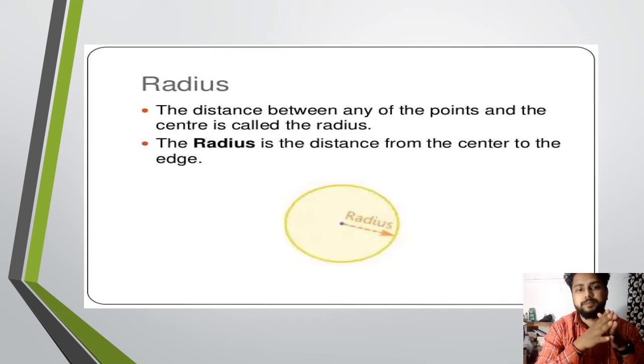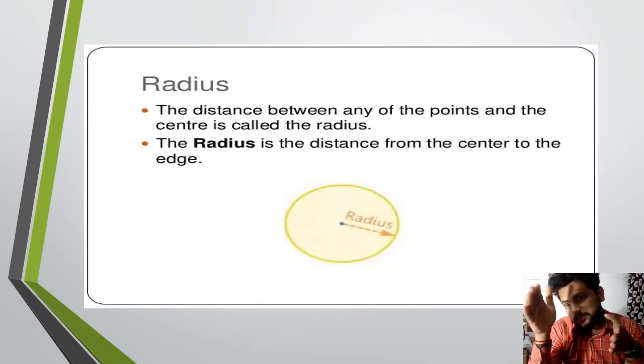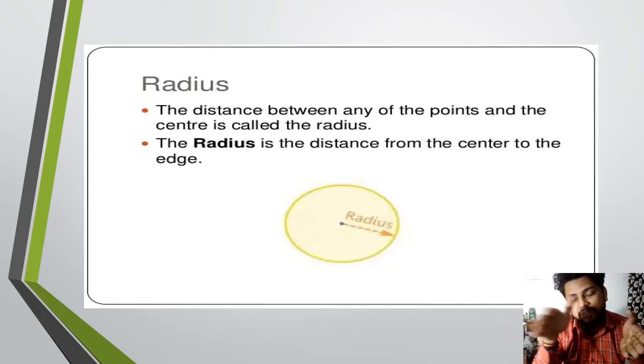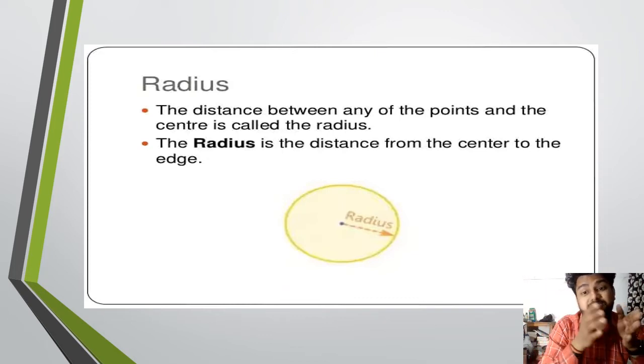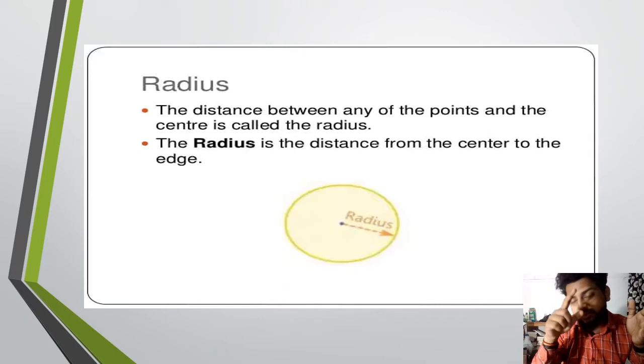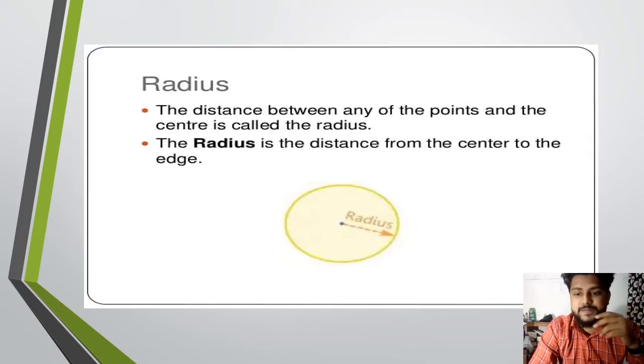Here is the definition of the radius. As I said in my previous slide, the distance between the center point and any point of the circumference is called the radius of the circle. Also, in the second line I wrote that the radius is the distance between the center and the edge. I mean that the circumference is also called the edge. What edge? Edge of the circle.